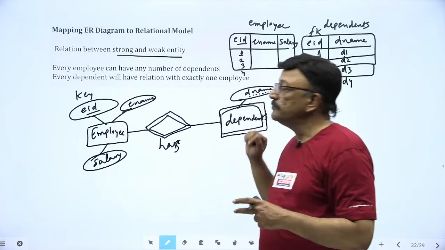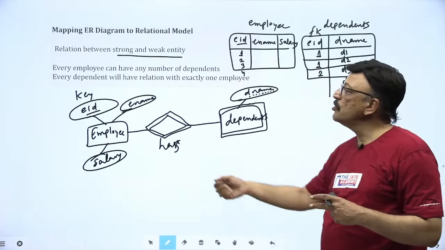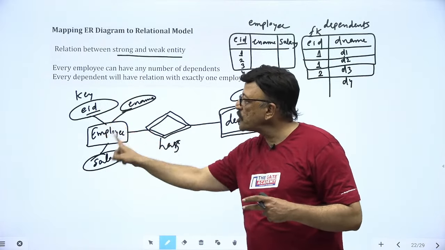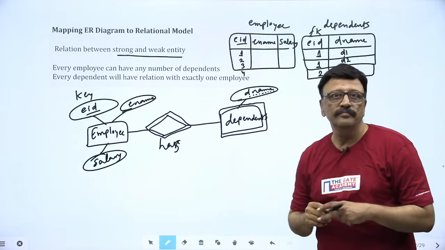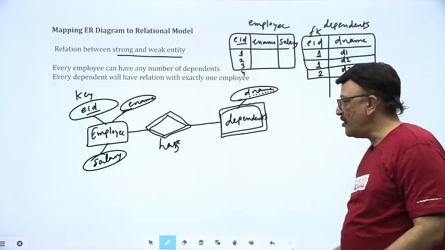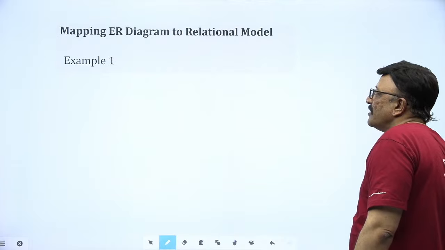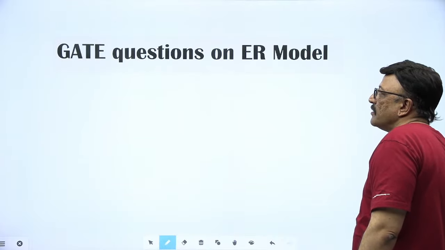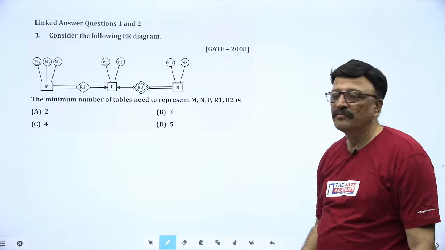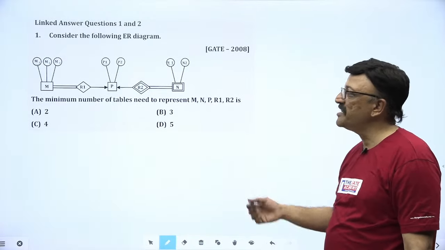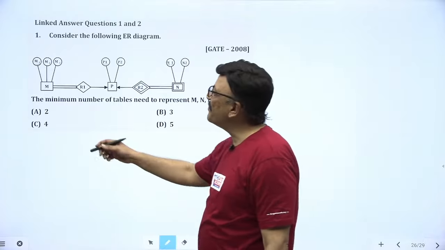Strong to weak? Yes. You just put the key attribute of the strong side as an additional column of the weak entity. Okay. Now, just check this question which was asked in GATE. Very interesting. Just see, they have given these entities.